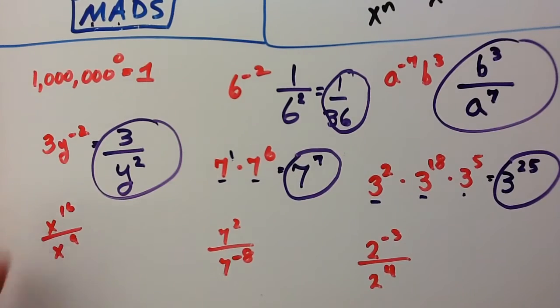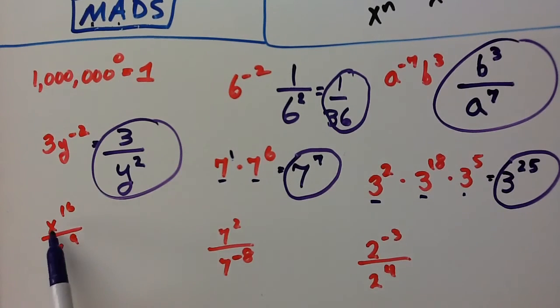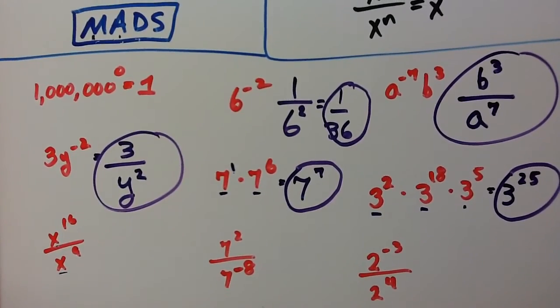Next example, x to the 16th divided by x to the 9th. Notice that I read the horizontal fraction bar as divided by. So I am dividing powers with the same base. The base here is x, right? These powers have the same base of x. So I can use MADS, because MADS I can use for the product and the quotient rule.